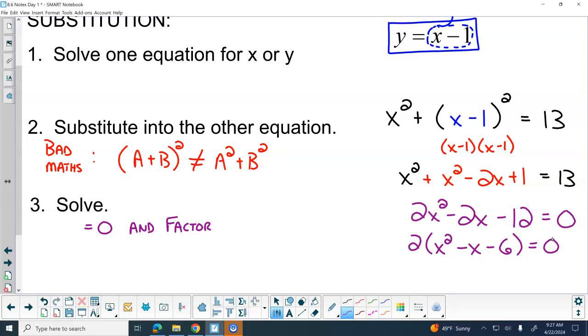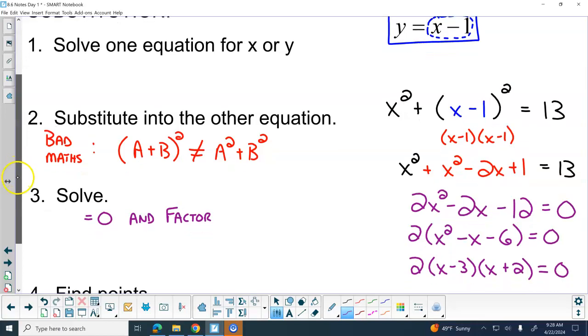X squared minus x minus 6. Does it factor? Do we agree with x plus 3 and x minus 2? I don't know, you tell me. X minus 3 and x plus 2? Yeah? Because now I get a negative 1 there. Yep. Okay. Then what? What do I equal to 0?